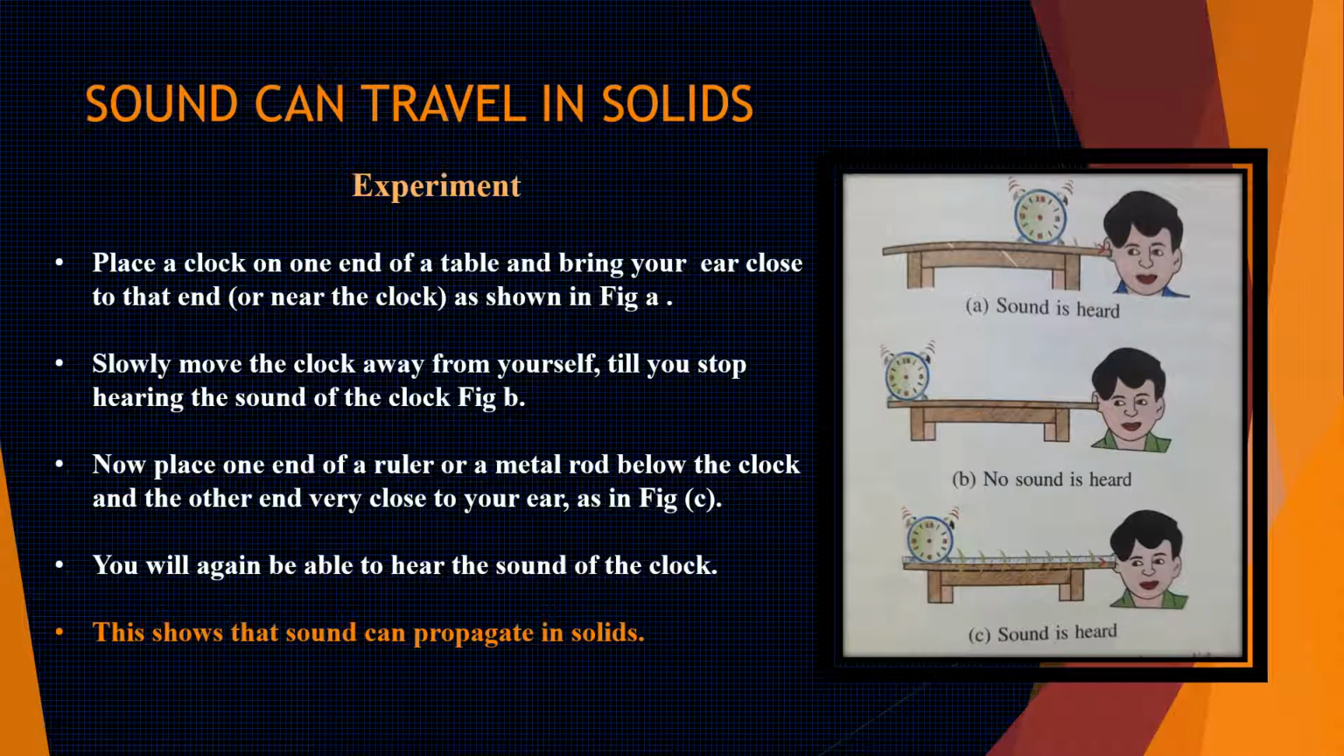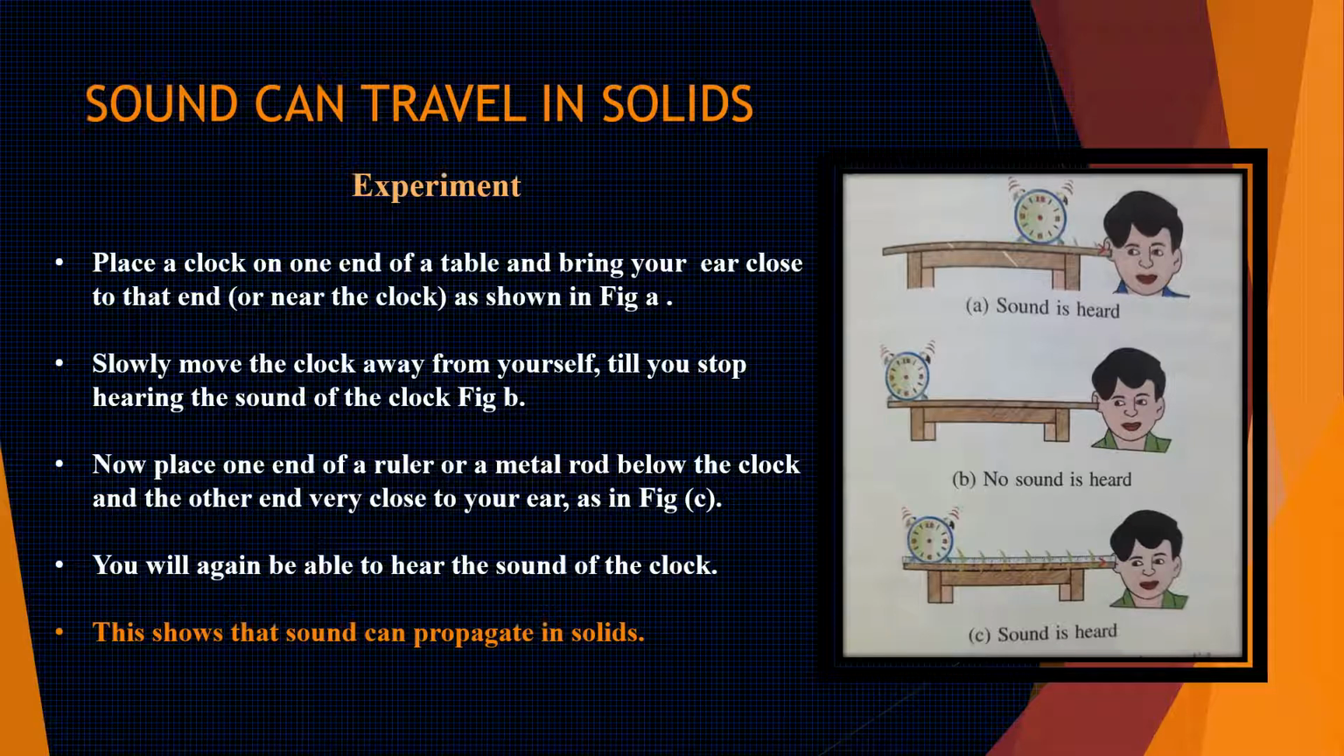You have to place a clock on one end of a table and bring your ear close to that end, that is near the clock, as shown in figure A, and you will be able to hear the sound of the clock. Now slowly you have to move the clock away from yourself till you stop hearing the sound of the clock, that is shown in figure B.